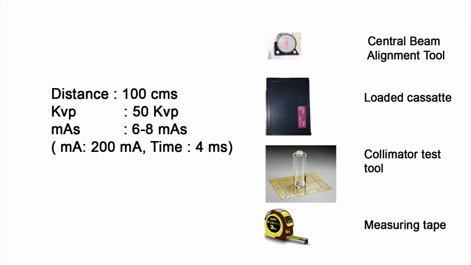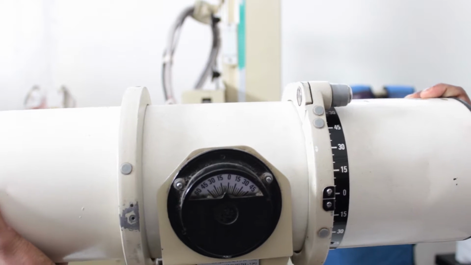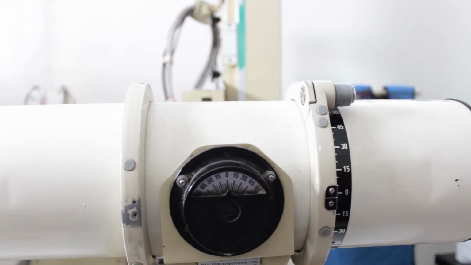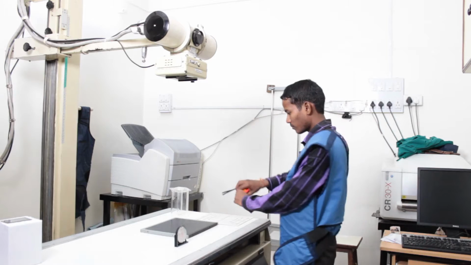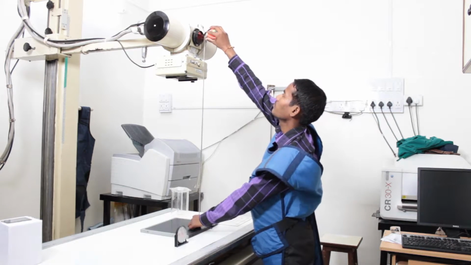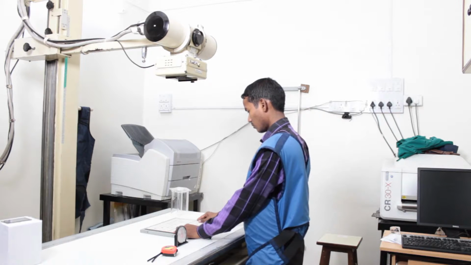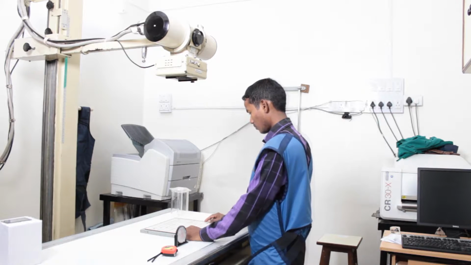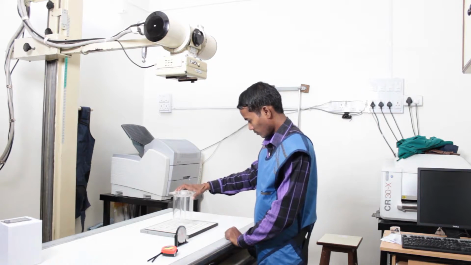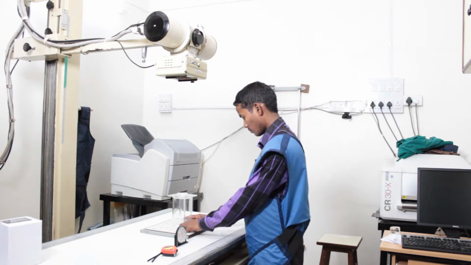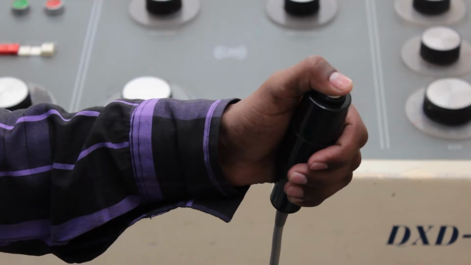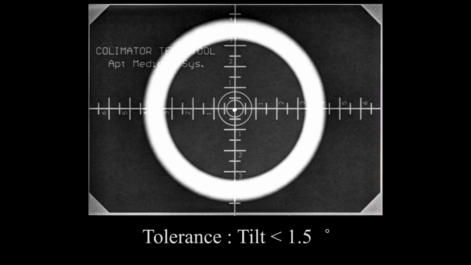Central beam alignment test checks if the X-ray beam is perpendicular to the image receptor or not. The test tool is kept along with the collimator test tool such that the lower steel ball is just above the center of the collimator test tool. The image of the upper steel ball must fall within the inner 4 mm circle, which corresponds to 1.5 degrees deviation.